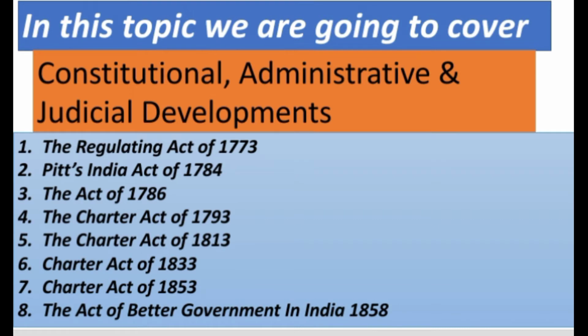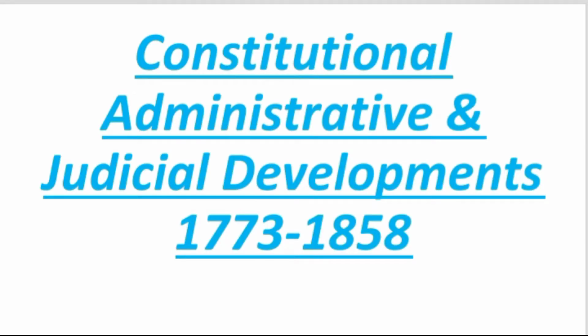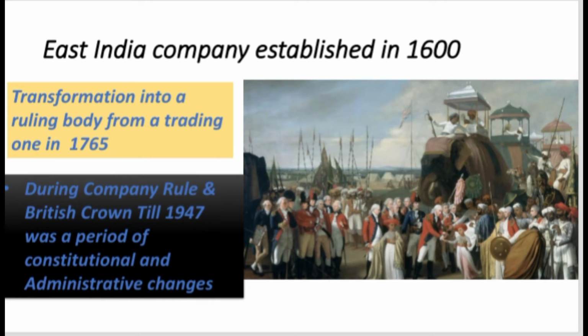In this video, we are going to learn about constitutional, administrative and judicial developments during British rule from 1773 to 1858. First thing you need to understand: the establishment of East India Company in 1600 and its transformation into the ruling body from a trading one in 1765 had little immediate impact on Indian polity and governance.